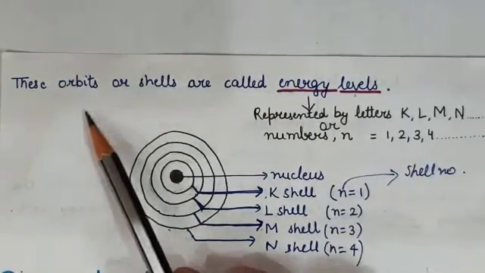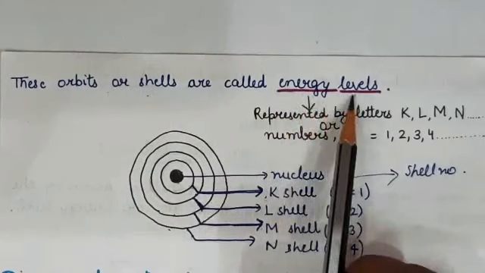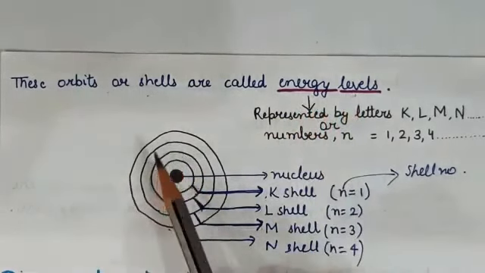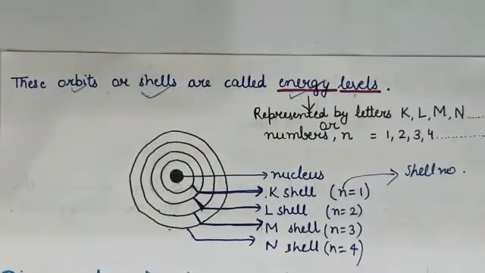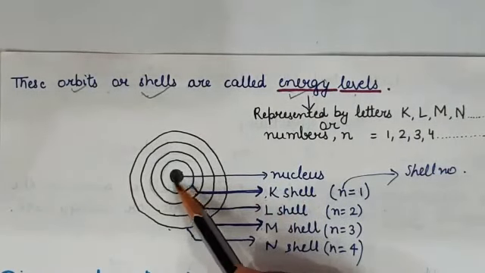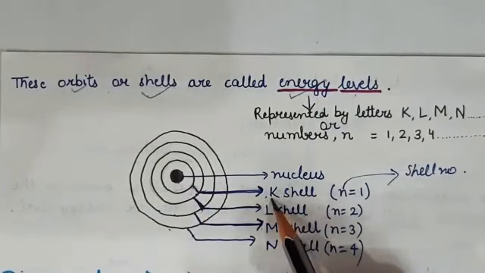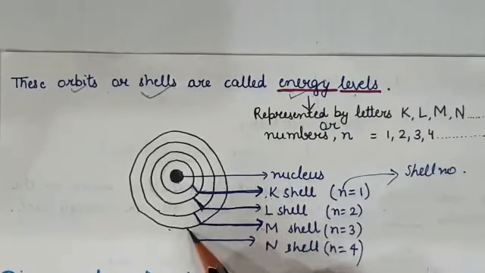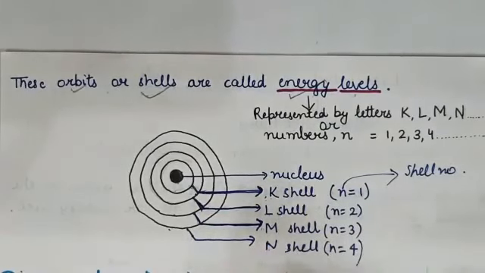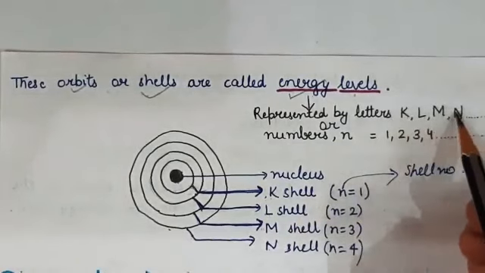These orbits or shells are also called energy levels. This circular path you can call an orbit, a shell, or an energy level, one and the same thing. So this is the nucleus, the centrally located part inside the atom. The first shell is called the K shell, the second shell is the L shell, the third shell is the M shell, and the fourth shell is the N shell, and so on. They are represented by letters K, L, M, N, and so on.